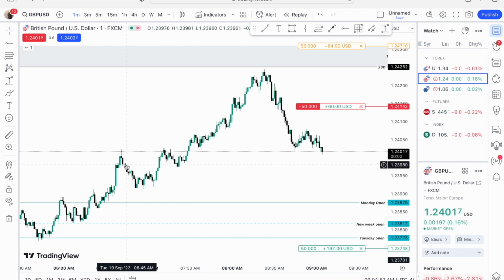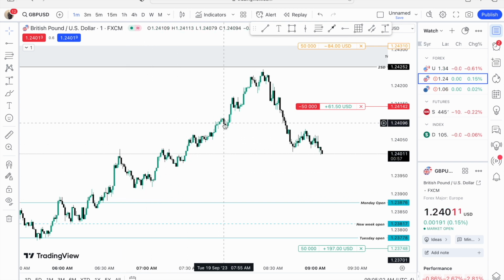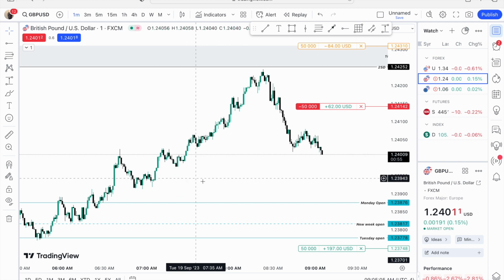You don't really want this on a smaller time frame like the 1 minute. You don't want to see this. Now, if it's a daily chart or something, and you see something like that, I mean, you still want to see it, because that is loading up liquidity.